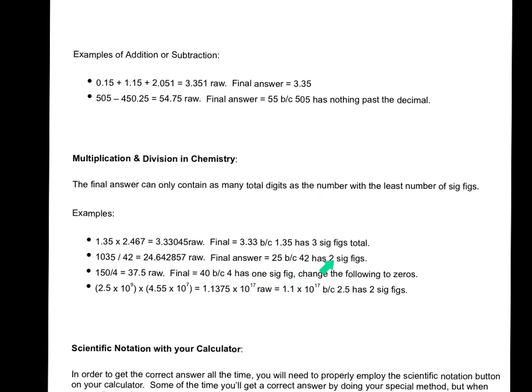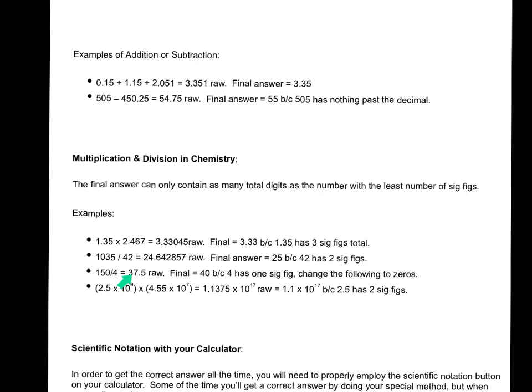So you can have only 2 sig figs total. And this one gets a little trickier. So we have 150 divided by 4. 150 only has 2 sig figs because that 0 doesn't count because there's not a decimal place there. The 4 only has 1 sig fig. So your final answer can have only 1 sig fig.